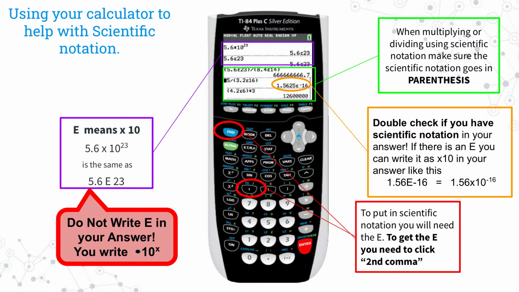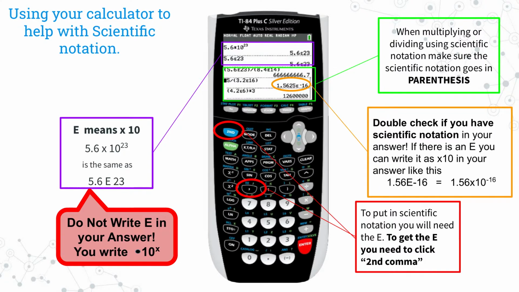Remember how to enter things with your calculator. You need to use the E, which means times 10. So if you're entering 5.6 times 10 to the 23rd, you need to hit 5.6, second, E, 23, and that will give you the same number. The benefit is it will keep it as one number and it won't separate them into 5.6 and then times 10 to the 23rd power.